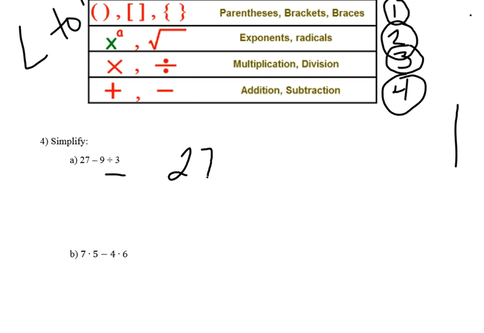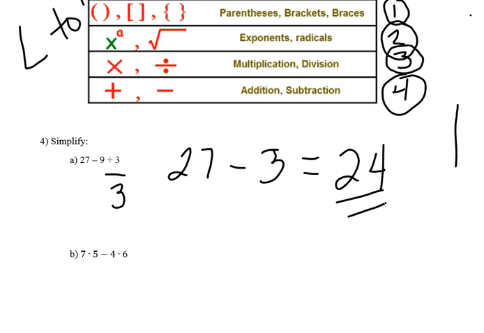So I keep the 27, I keep the minus. Now I have to do 9 divided by 3. 9 divided by 3 is 3. So the problem becomes 27 minus 3. So I'm done with step 3, multiplication and division. Now I go to 4, addition and subtraction. Well, I only have subtraction left. So 27 minus 3 is 24, and that's my answer.